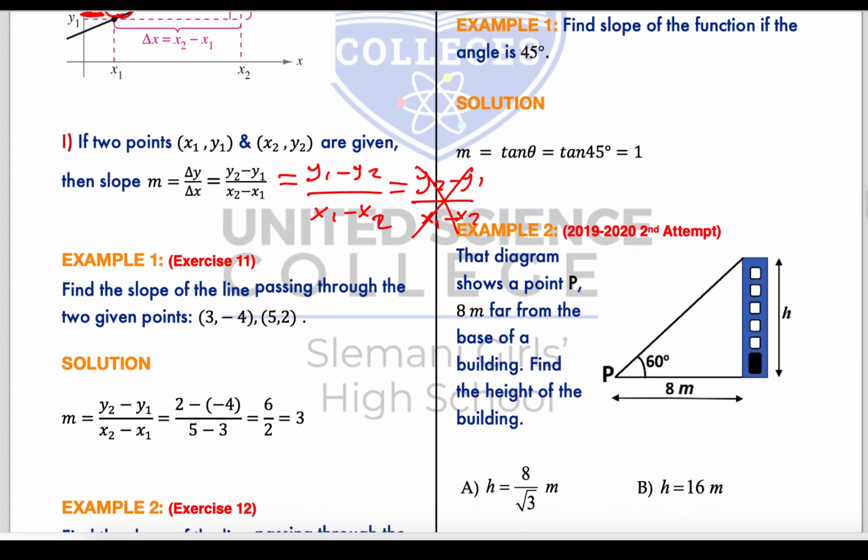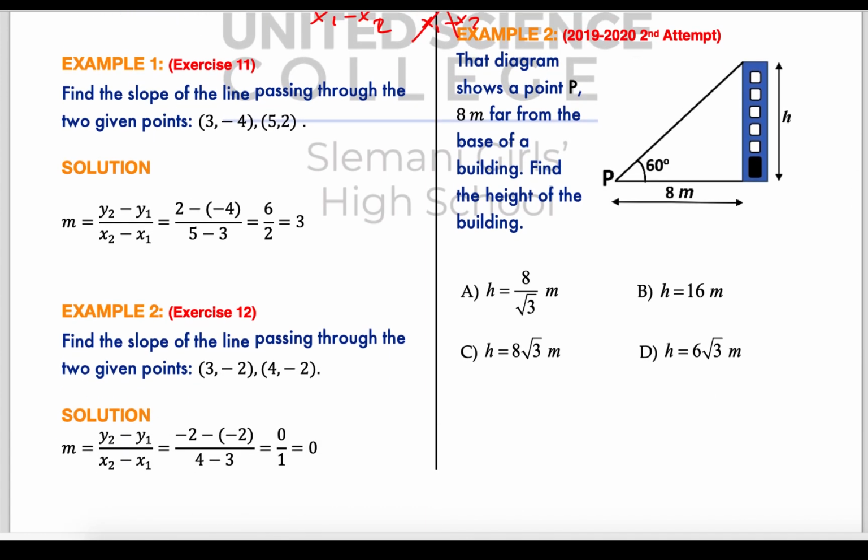Okay, let's take a look at the questions related to this formula. An exercise question in the book. 2 points are given. Find the slope. So pick a point to start with. So let's start with this point. y2 minus y1, 2 minus negative 4, divided by x2 minus x1, 5 minus 3. If this is x1, y1, this is x2, y2. If you pick this point to start with, 2 minus minus 4 divided by 5 minus 3, which is 6 over 2, 3. So that's the slope.